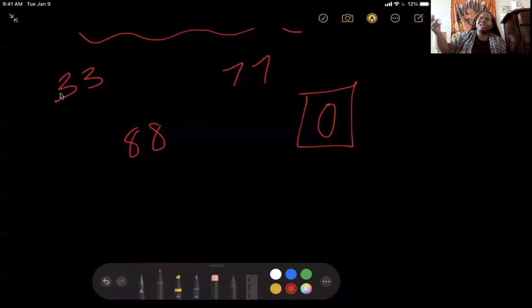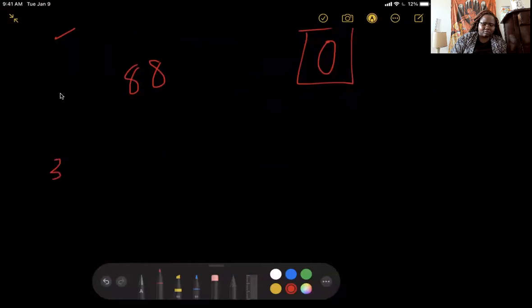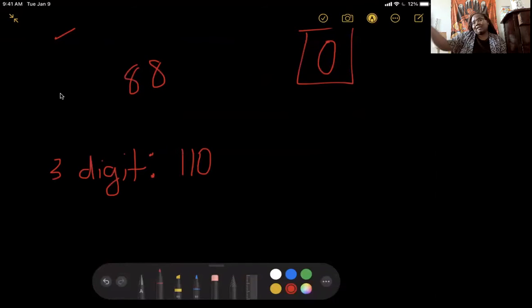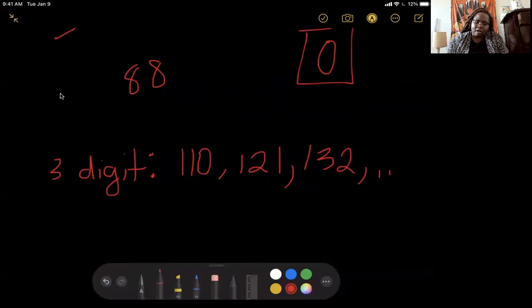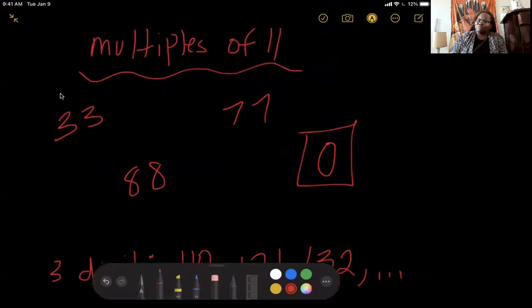What about 3-digit multiples of 11? Does anybody know any 3-digit multiples of 11? All right, you got 110. How did you get that? You added 11 more to 99, perfect. You can keep on adding 11 more. We get 121, add 11 more, we get 132, and keep on going. The pattern, though, isn't as nice as those 2-digit multiples of 11.